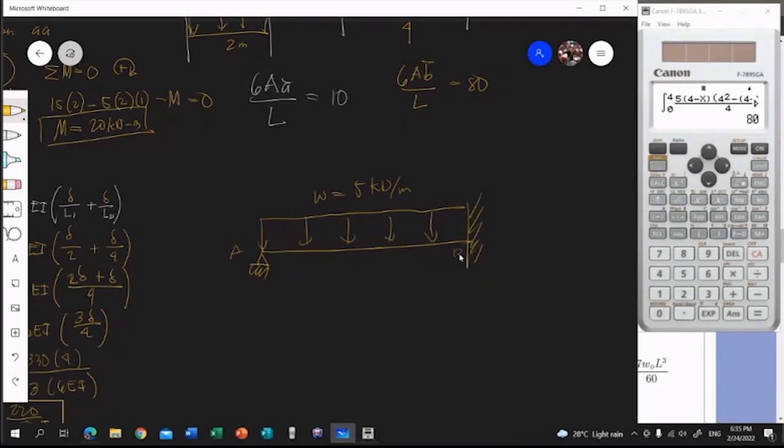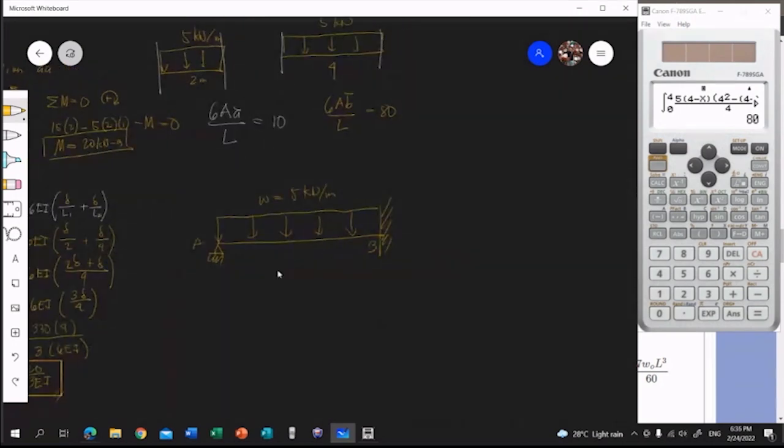Okay, one last example, the three-moment equation. Find the moment at point B. Since this is a cantilever, usually we extend an imaginary beam. We extend it here.